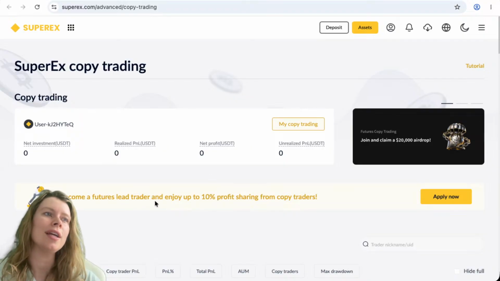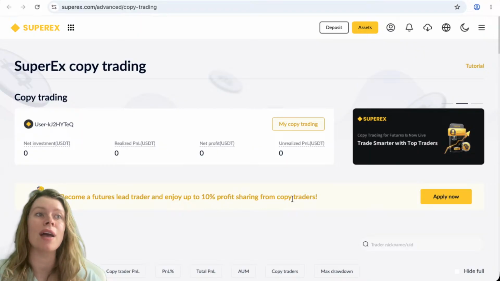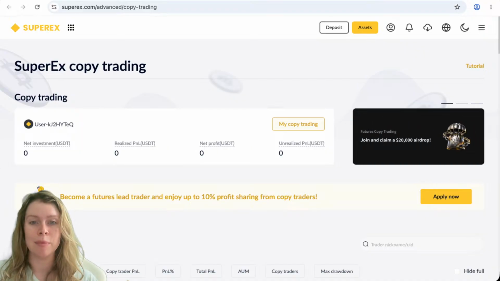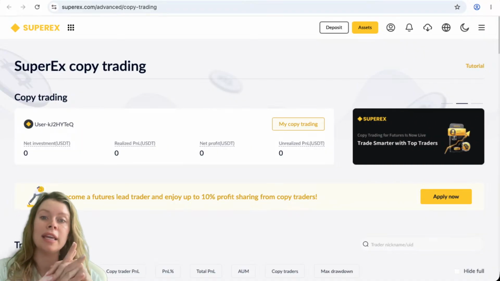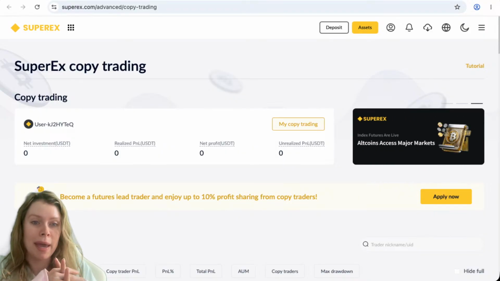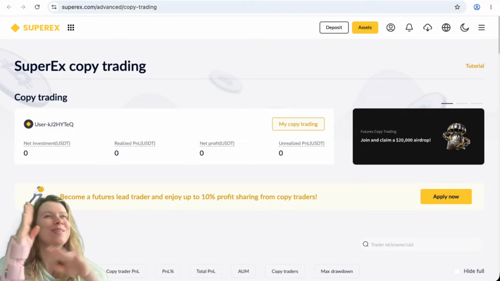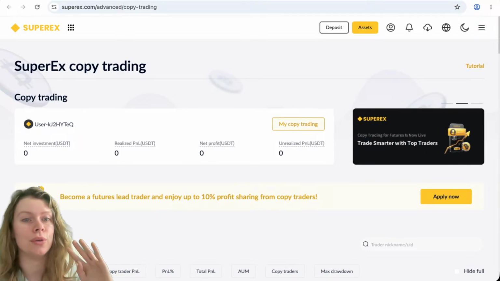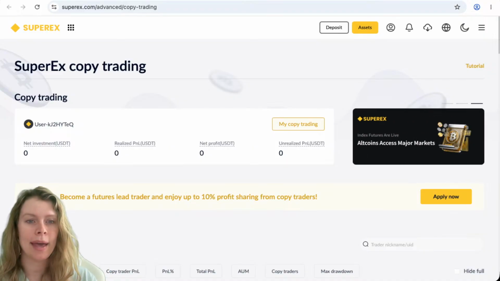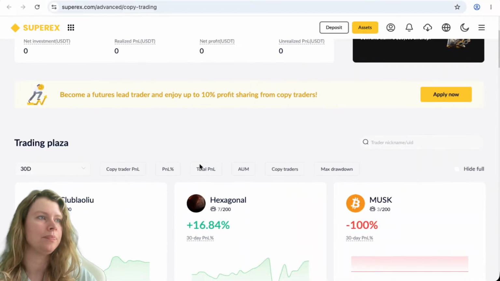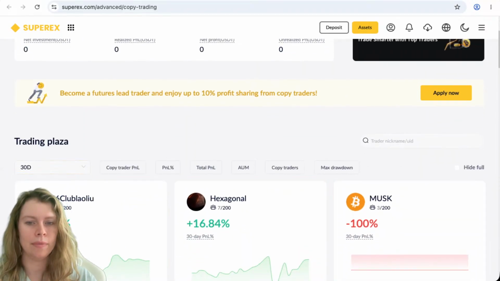Number two, this yellow strip you see right here: become futures lead traders and enjoy up to 10% profit sharing from copy traders. Apply now. So SuperEx also allows you to flip the table. Become a lead trader yourself and earn up to 10% of every dollar your copiers make. We're not doing that today, but file that away for future knowledge if that's something you want to do. Number three we have down here is the Trading Plaza. Here we go.